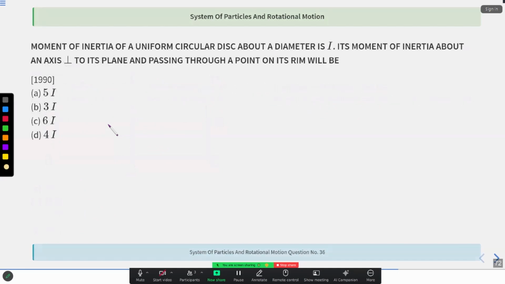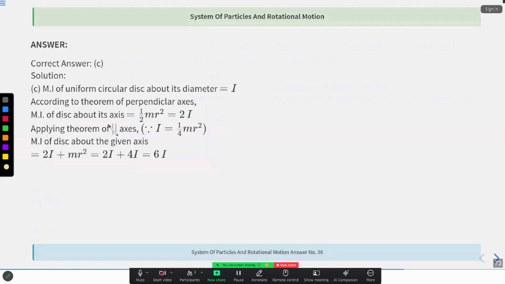Now, the moment of inertia of a uniform circular disc about a diameter is I. Its moment of inertia about an axis perpendicular to its plane and passing through a point on its rim, what will it be? So the moment of inertia of the uniform circular disc, let's say it is I. Now, according to the perpendicular axis theorem, half mr square, that is 2I. And then you apply your parallel axis theorem, since I is equal to 1 by 4 mr square, and the moment of inertia of the disk is given. This will be this, right? So this question was mostly about the perpendicular axis theorem and parallel axis theorem.